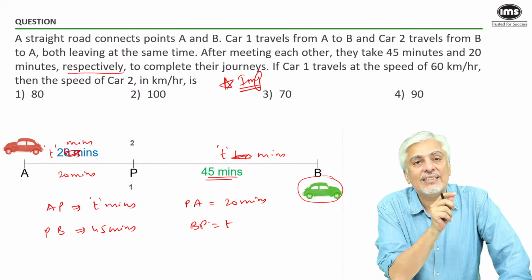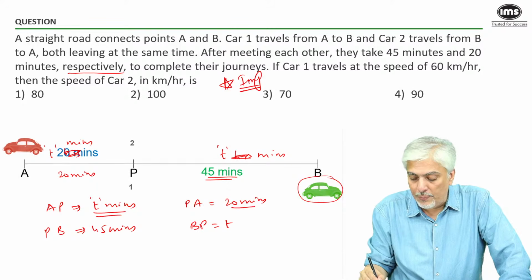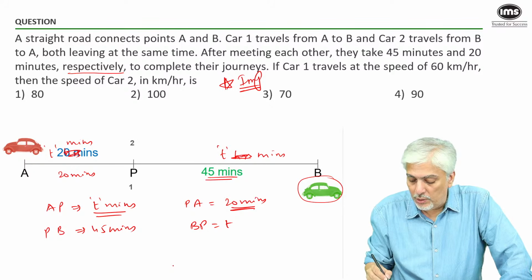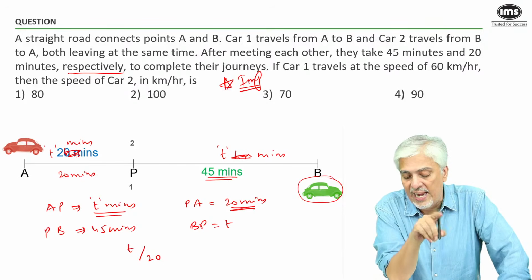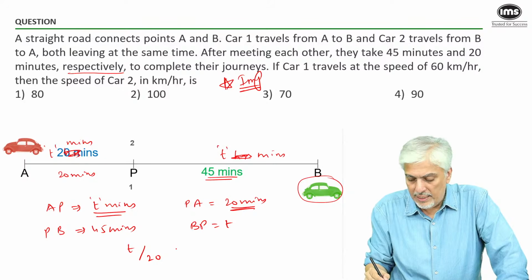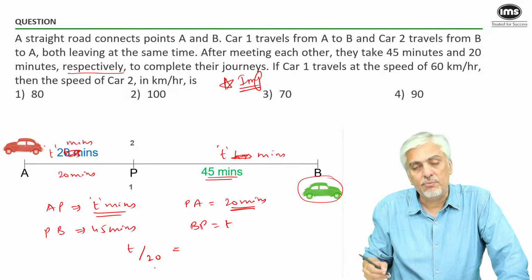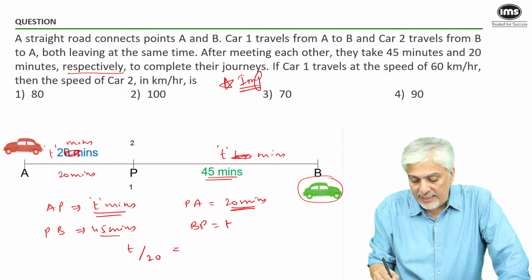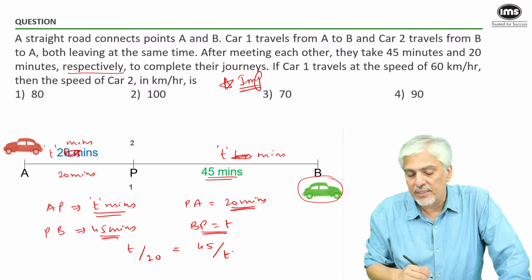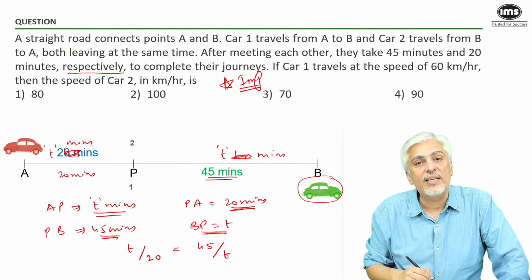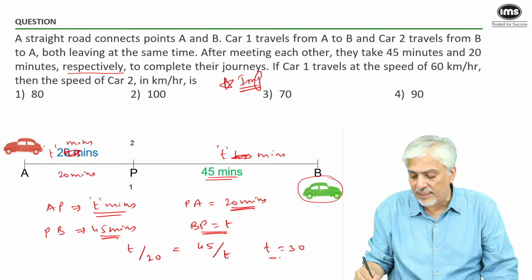For a constant distance, if I take the ratio of the time, I'll get the ratio of the speed also. That means if I take T upon 20, what will T upon 20 become? T upon 20 will be the ratio of the speeds of car 1 and car 2. And if I take it again, the same way, for the other constant distance, it will be 45 upon T. If I cross multiply this, I'll get T square is 900, 45 into 20 is 900, and therefore T will come out to be 30.